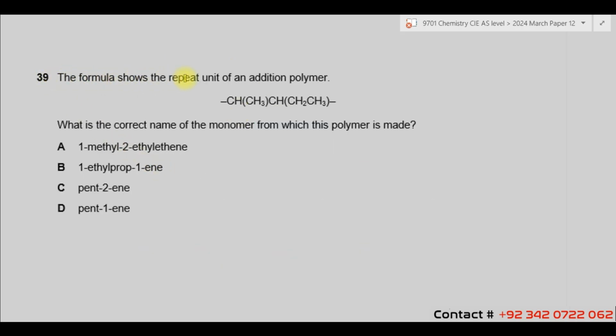The formula shows the repeat unit of an addition polymer. This is an addition polymer. CH3 is a substituent, CH2CH3 is also a substituent. What is the correct name of the monomer from which this polymer is made? Let's make this polymer first. So we have CH with CH3. We have another CH with CH2CH3. This is the repeat unit of the polymer.